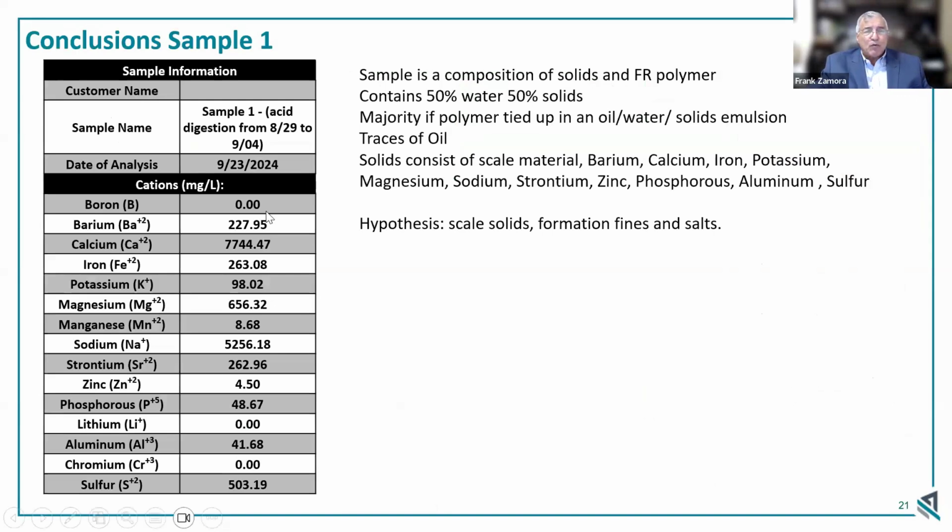So for this first sample, what we basically have here is a composition that is, say, 50% water, 50% solids. Tried to identify what those solids were. We know that it's predominantly polyacrylamide with a tremendous amount of iron, calcium, sodium, a lot of salts, and 41 parts per million of aluminum-3. High sulfur, all of these are, of course, very strong divalent elements.